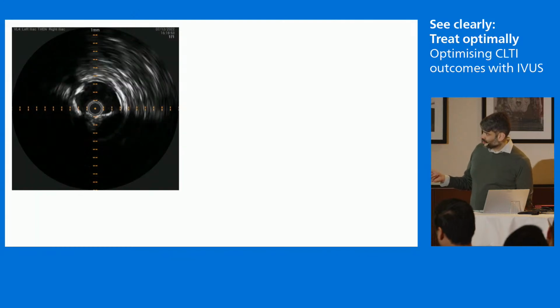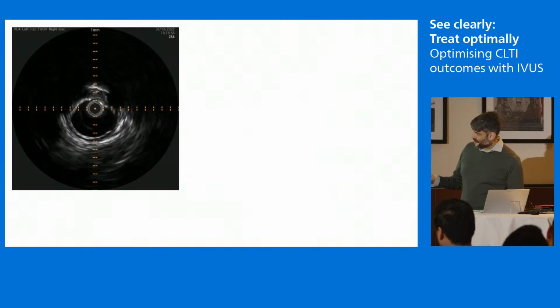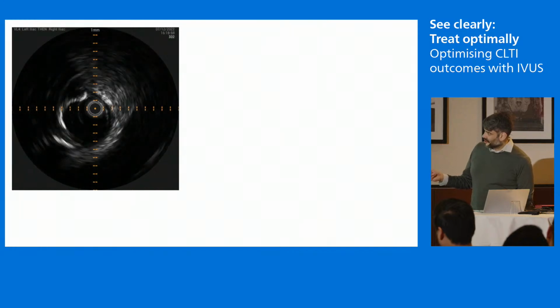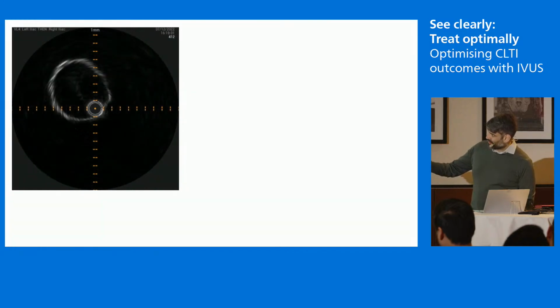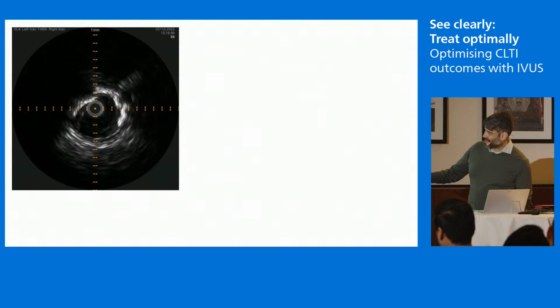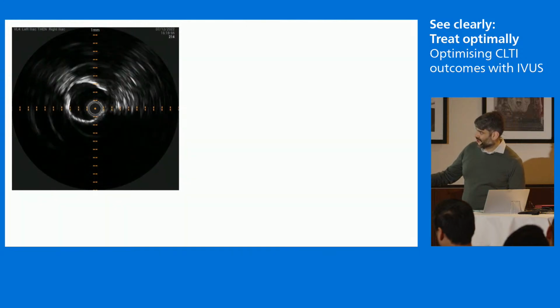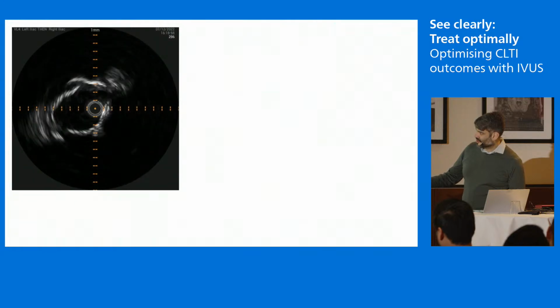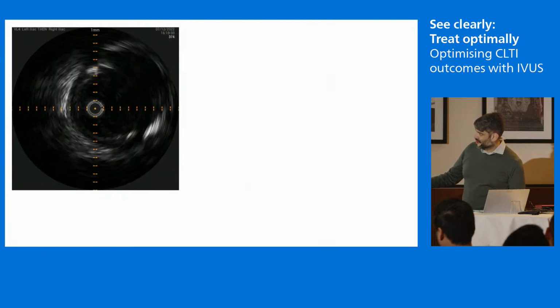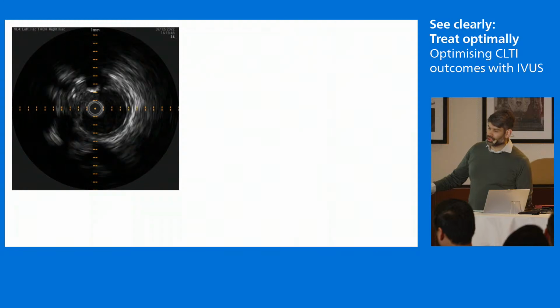This is an IVUS pullback from the left side going into the right side. So there's the IVUS catheter coming back. There it flips over the aortic bifurcation and back into our stent, you can see. So this is again the left side, pulling back left external iliac into the left common iliac artery, and you'll see it flip over the aortic bifurcation just there and into the stent that we've put on the right side.